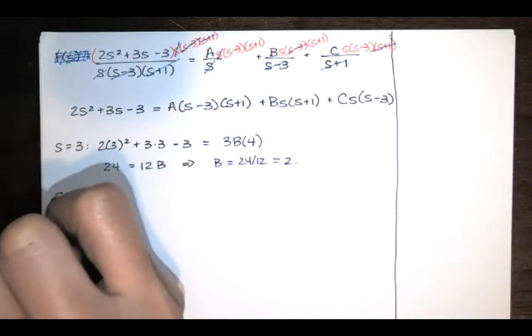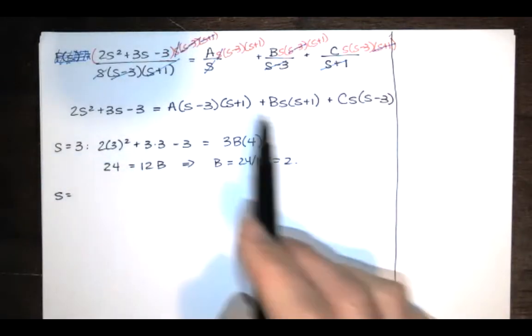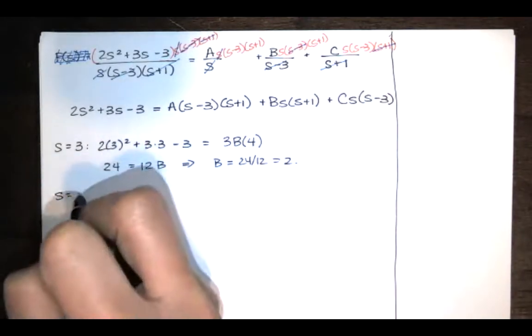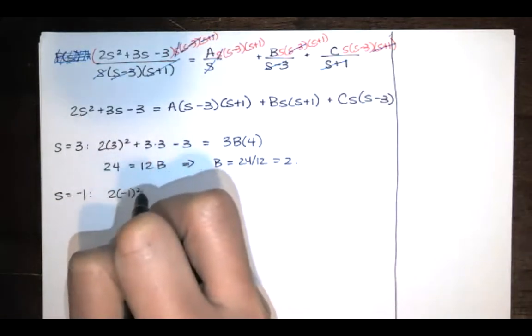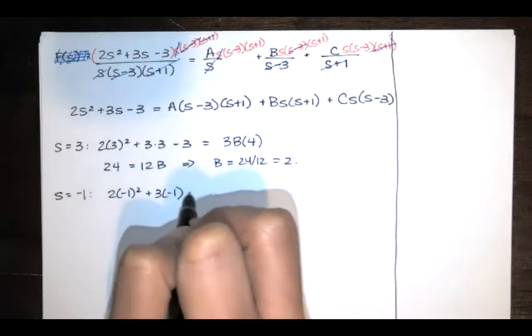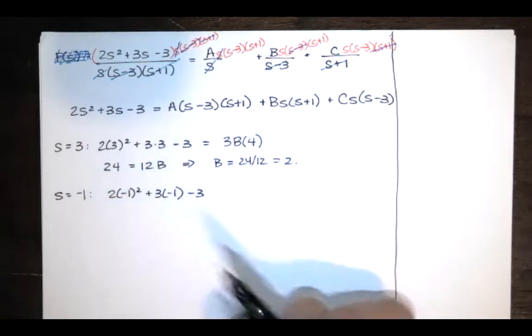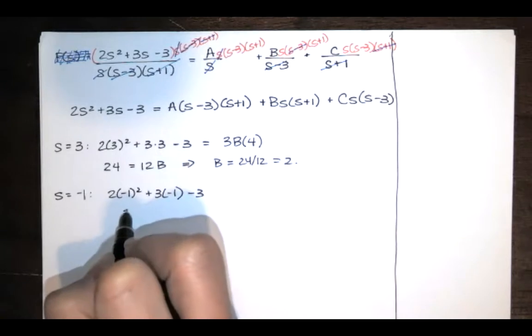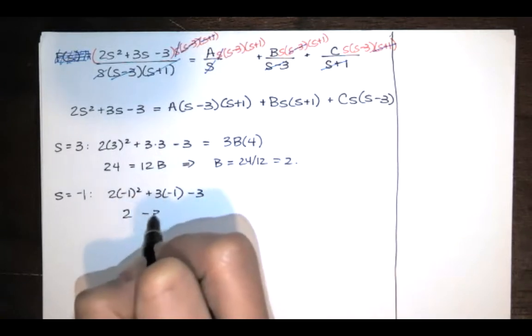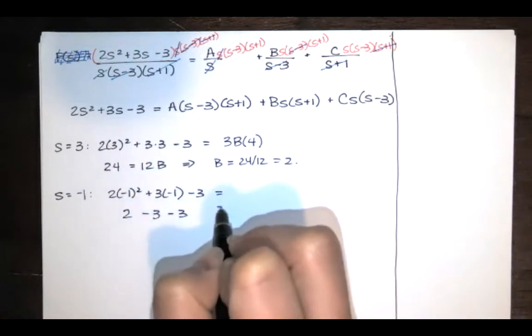Okay, now pick a different value of s that makes one of these factors 0. So I'll choose s equals -1 this time. So I'll have 2 times -1 squared plus 3 times -1 minus 3. -1 squared is just +1. So it's going to be 2 times 1 minus 3 minus 3.